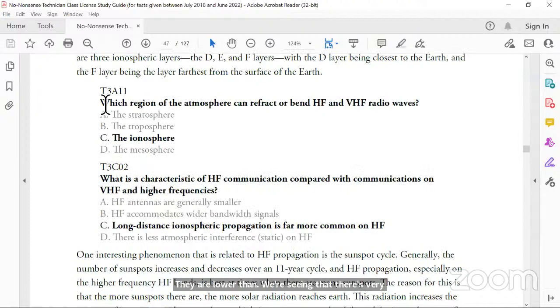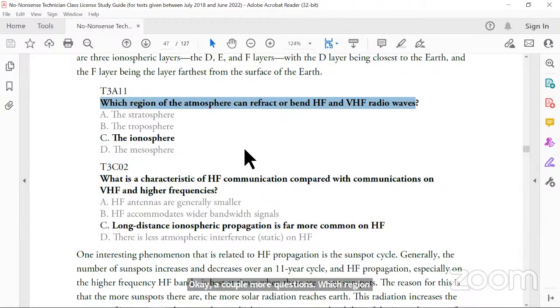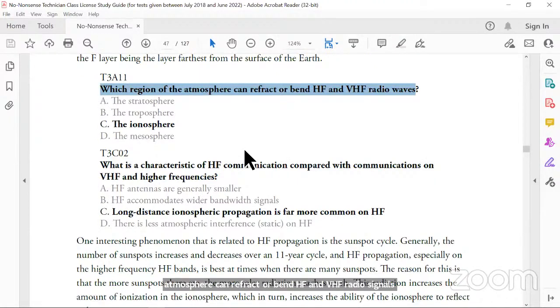Okay, couple more questions. Which region in the atmosphere can refract or bend HF and VHF radio signals? So we only learned about one layer that does that. It's not the stratosphere, it's not the troposphere, it's not the mesosphere, it's the ionosphere that bends and refracts the HF and VHF signals. It's the ionosphere.